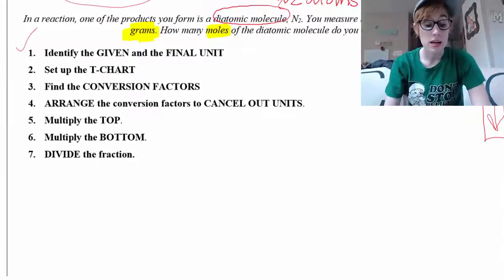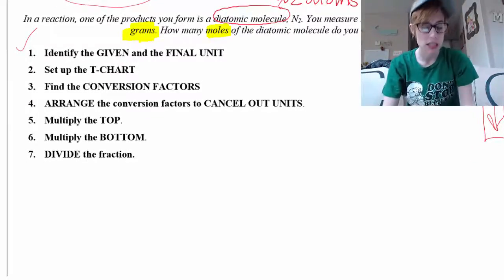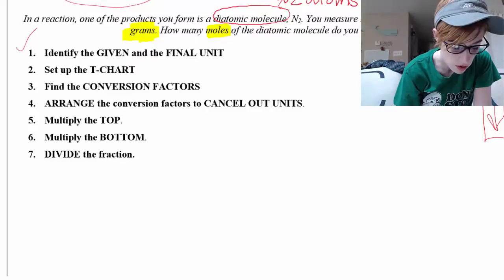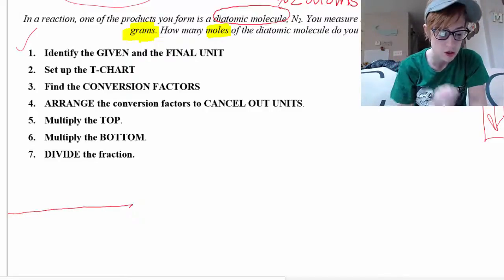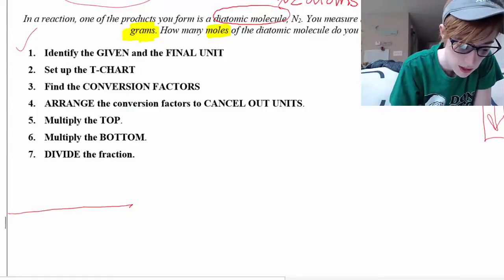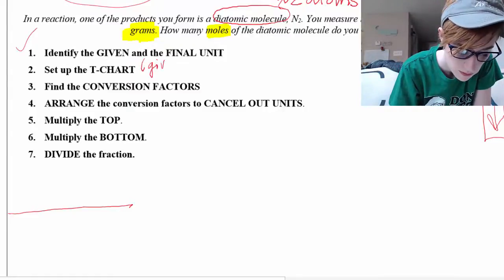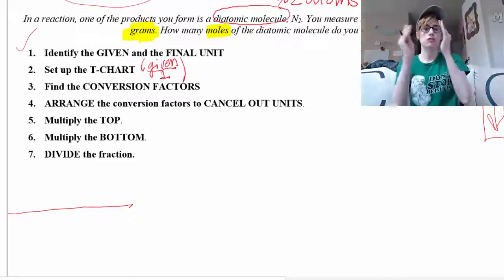And step 2 asks us just to set up our T-chart. So the T-chart, when you're setting it up, you always put a line as your first fraction, and you're going to put your given over 1. So I'm going to put that in parentheses here. Always put your given over 1. That's your starting point. That's always your first fraction.